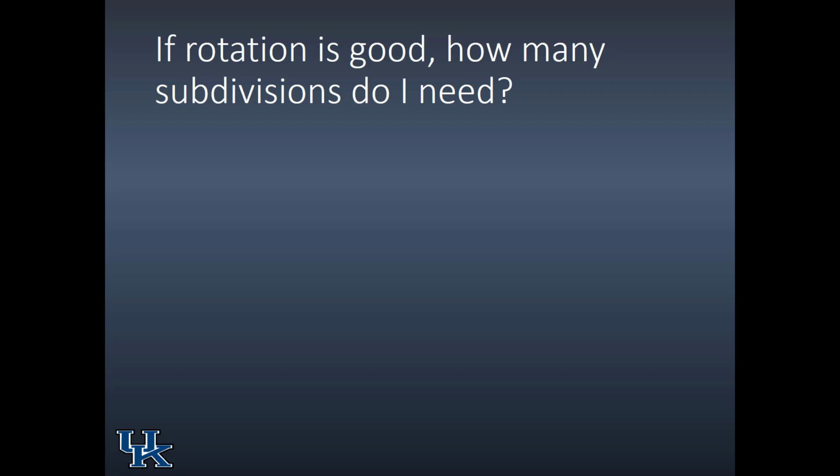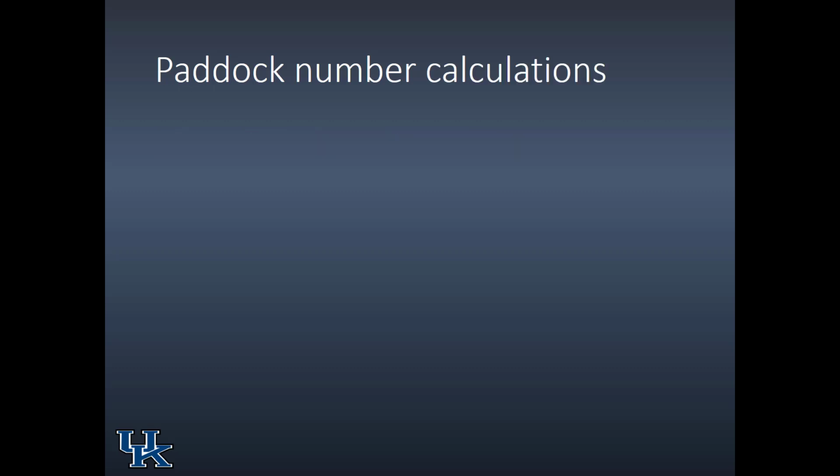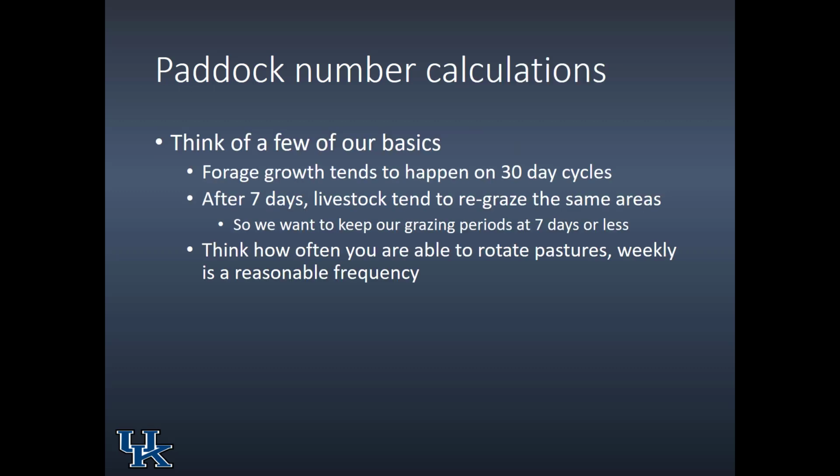So if rotation is good, how many subdivisions do I need? This is a very simple formula, and you might run across it many times, but the number of paddocks that you need is based on the number of days of rest divided by the days of grazing plus 1. So let's do some calculations. And let's think of a few of our basics.